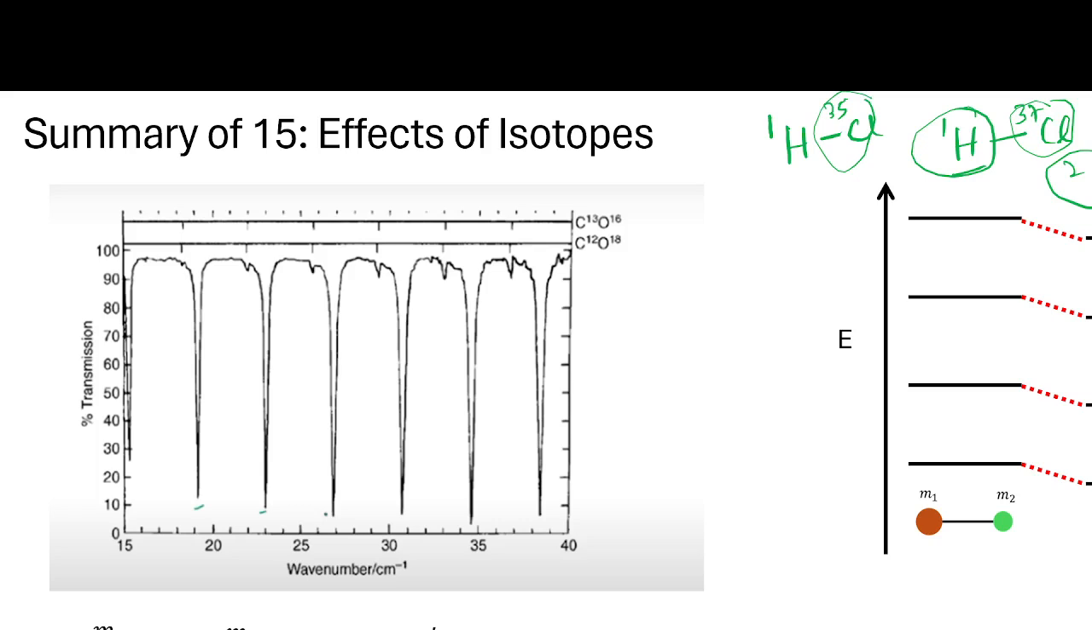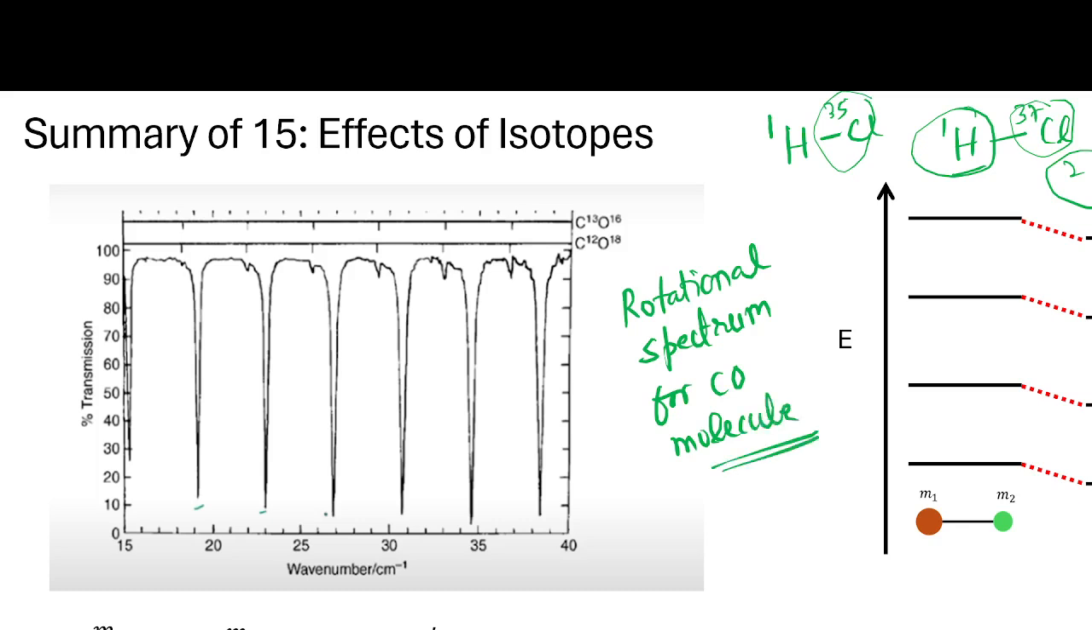This is a rotational spectrum, or microwave spectrum, for the CO molecule. There is one big peak here, but there are some side bands also. See, there are small peaks.